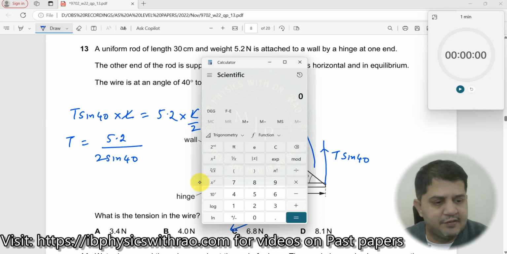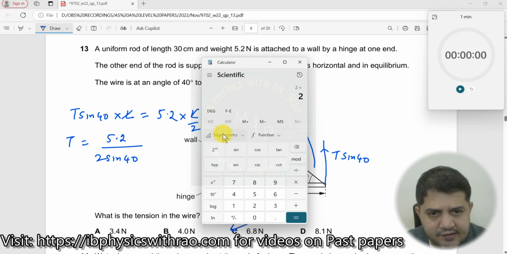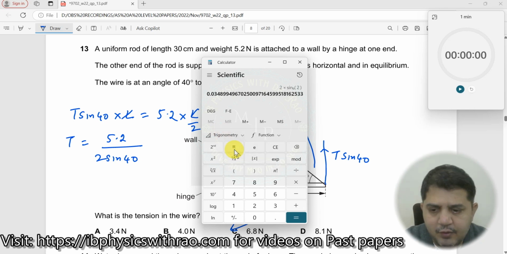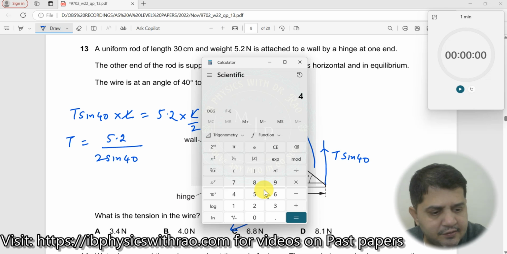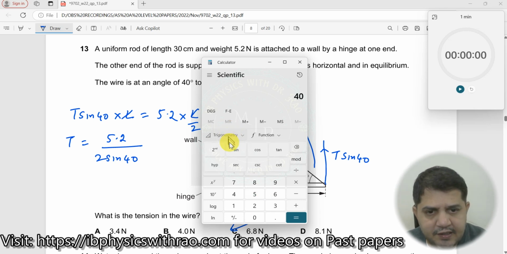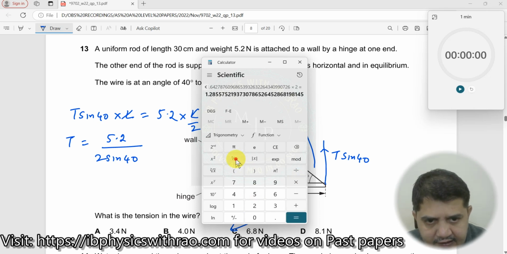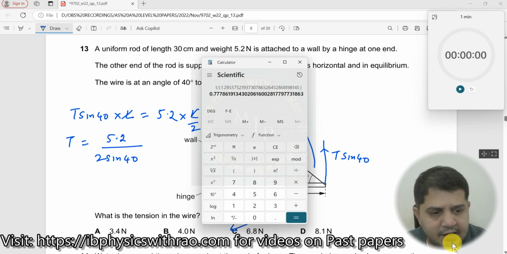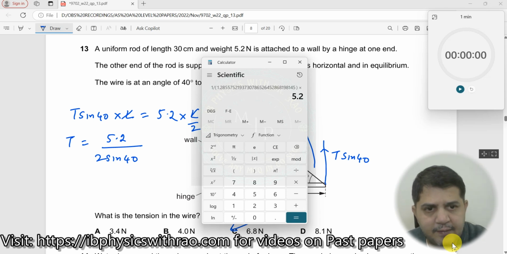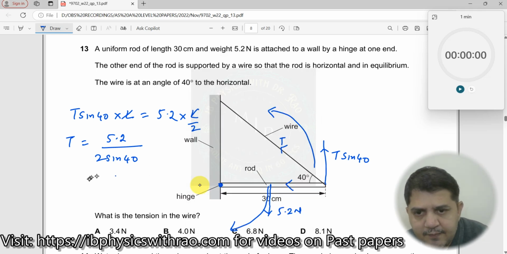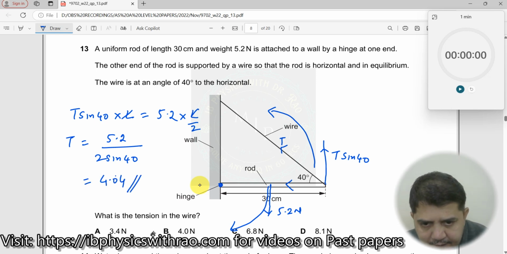Let us find this. So let me write 2 star sine 40. What is sine 40? Oh my god, I'm using this calculator. So sine 40, first find out sine 40 here. Sine 40 is equal to so much. Multiply this by 2. I get this value 1.28. I take the reciprocal of this, 0.77. Then I multiply this by 5.2. I get the answer as 4.04. So 4.04 Newton. So which is the closest one? B is the right answer.